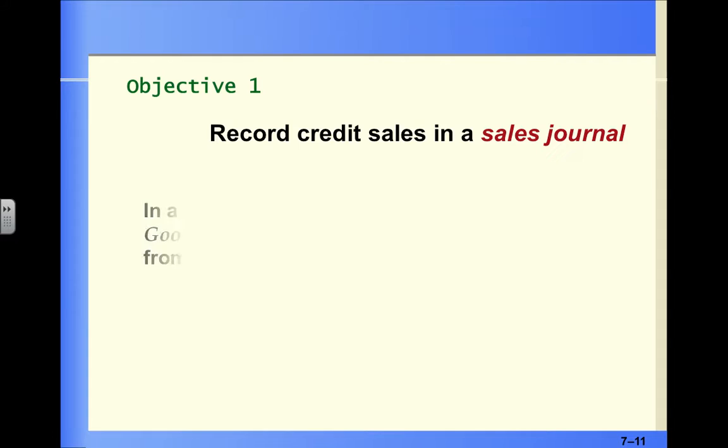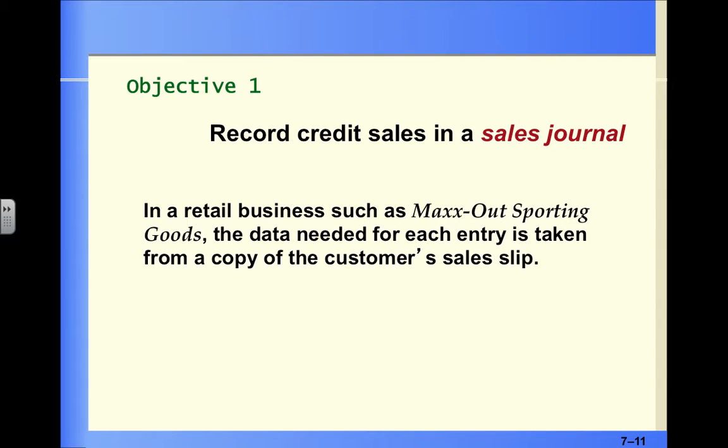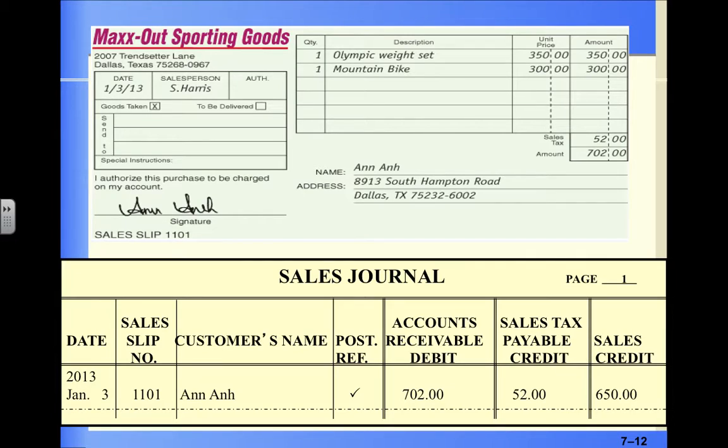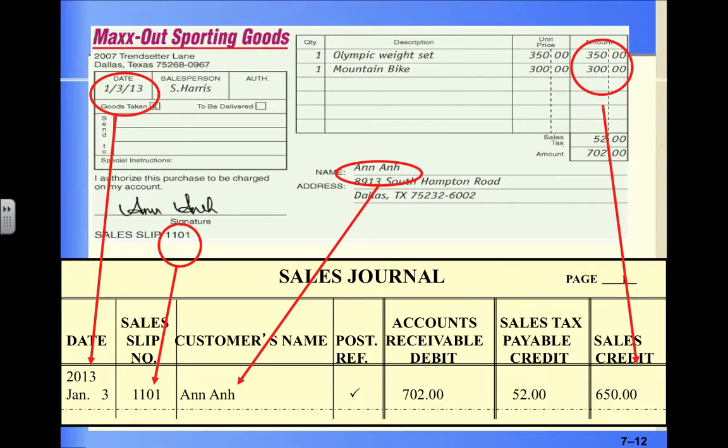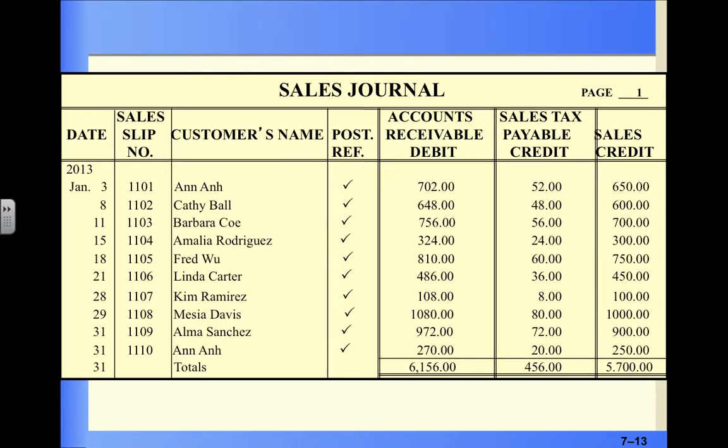So now when we use a sales journal, we're just going to use one line, and then when we go to post, we're just going to post totals. Watch and see how easy it is. This is a receipt that on January 3rd, sales slip number 101, Ann Hahn made a purchase. You sold her merchandise for $650 with sales tax, and she owes you $702. All on one line, no description. Saves so much time. That's what a sales journal is.